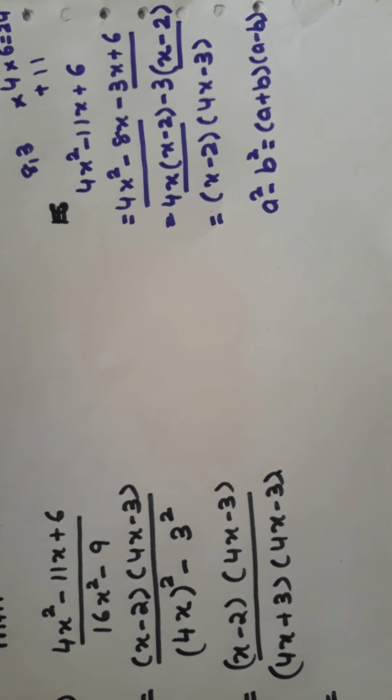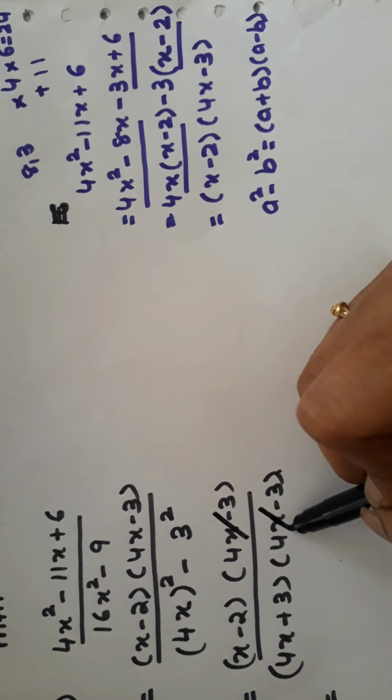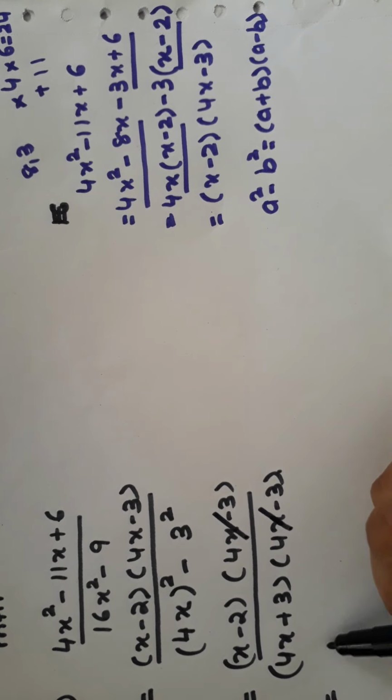Whenever there is division and multiplication, you can cancel the common term in the numerator and the denominator. But if it is plus and minus, you cannot cancel. x minus 2 upon 4x plus 3.